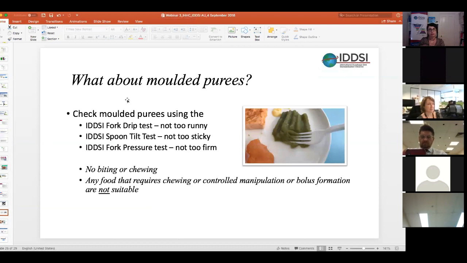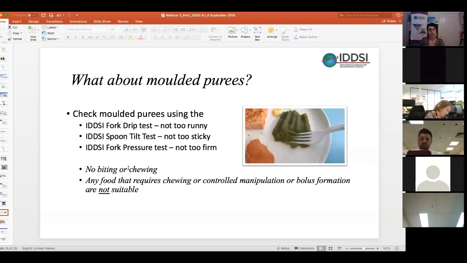So when you're looking at moulded purees and you want to check that they're okay, they are beautiful, they look great. There are a couple of things we just need to make sure that they meet these requirements so that they're not a choking risk. So with the fork drip test, we don't want them to be too runny. With the spoon tilt test, they shouldn't be too sticky. And with the fork pressure test, they shouldn't be too firm.